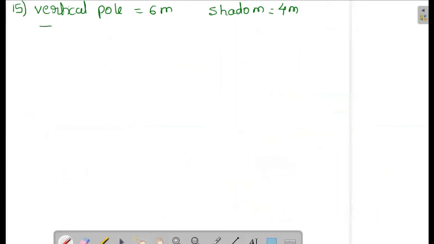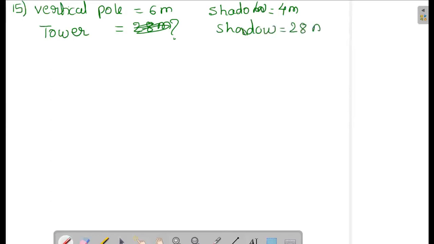one more tower is there. Its length is 28 meter. Find the shadow. Tower length is not known. Its shadow is equal to 28 meter. Find the height of the tower. Height of the tower is required.